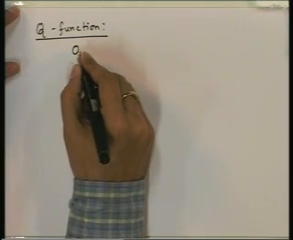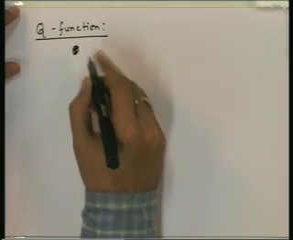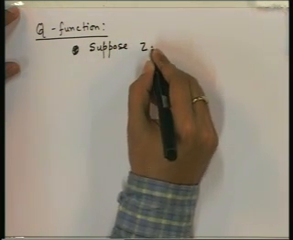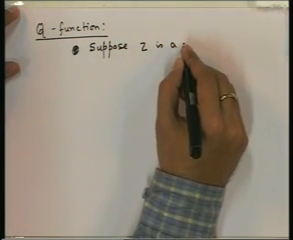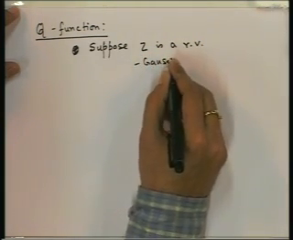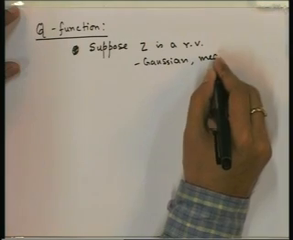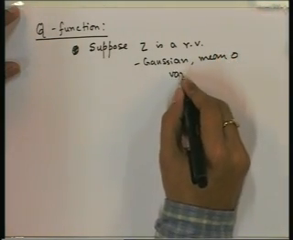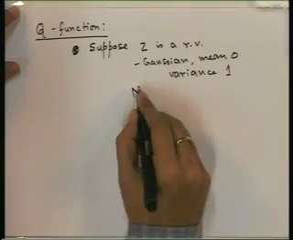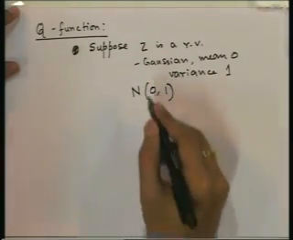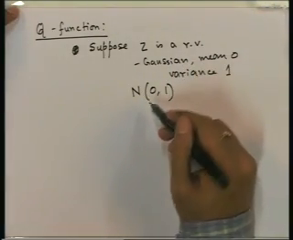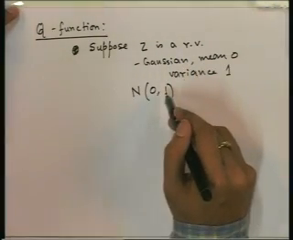It is defined in the following way. Suppose Z is a random variable which is Gaussian, mean 0, variance 1. Such a random variable is denoted by N(0, 1). N for normal, you know that Gaussian distribution is also called normal distribution. So, N for normal, 0 mean, variance 1.